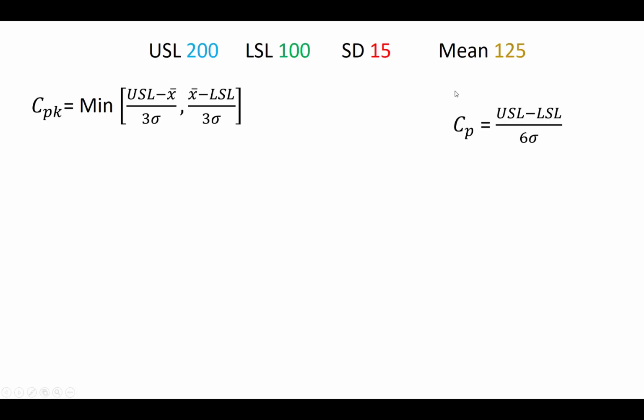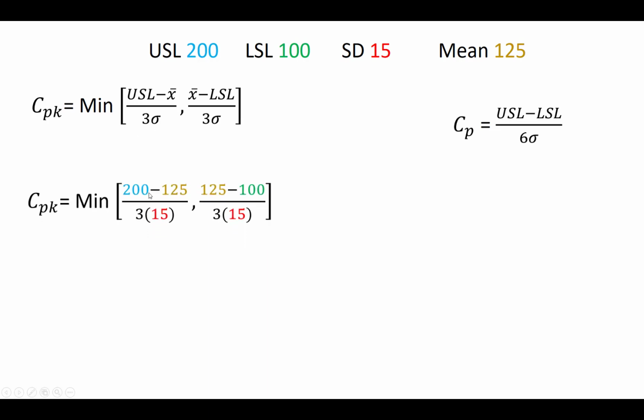All right, now let's change just a little bit. Let's change the mean. So the mean is now 125. So we'll work through this again. 200 minus 125, right? Upper spec limit minus our mean divided by 3 times our standard deviation. Then we have mean minus lower spec limit divided by 3 times our standard deviation. There you go. And our CPK is 0.55.